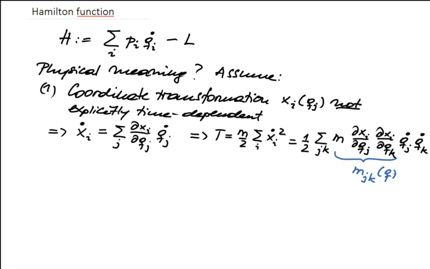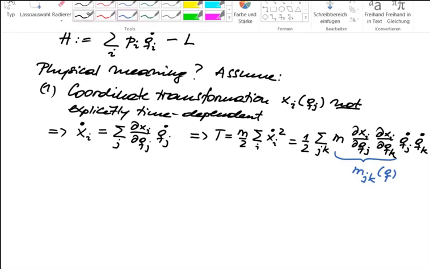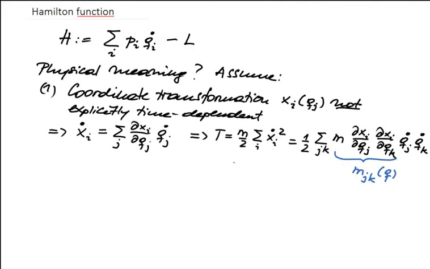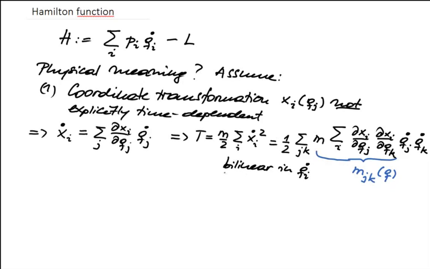And so in this sense, you say that the kinetic energy is bilinear in the velocities, the generalized velocities qi dot. Yeah? So this is bilinear in qi dot. So the kinetic energy is, that was the point of the exercise, bilinear in the velocities. And that's an important ingredient that we are going to need. And it's a consequence of the fact that the coordinate transformation is time independent.